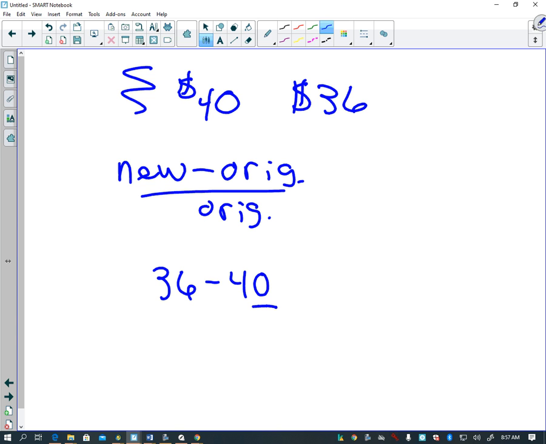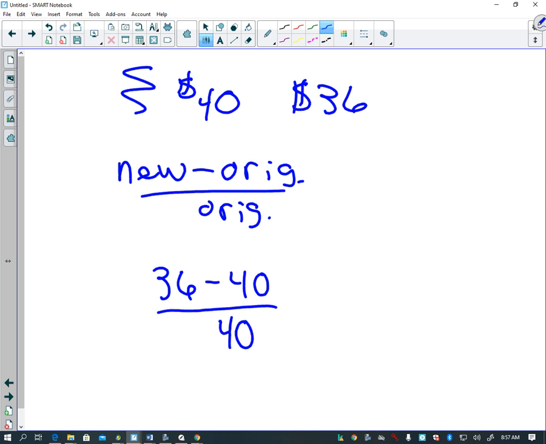All right, and what I'm seeing a lot of students do, you might get the numerator right. You're getting the 36 minus 40, but then you're dividing it by 36 instead of 40. Right? It is new minus original over original. The original stays the same. Now we are getting better, but some people are still making some mistakes.